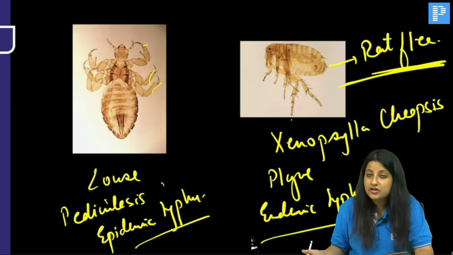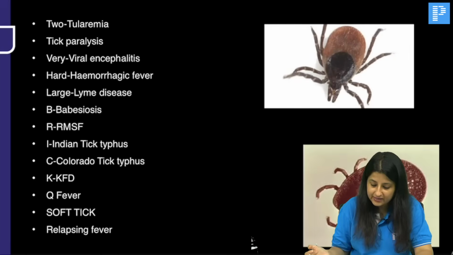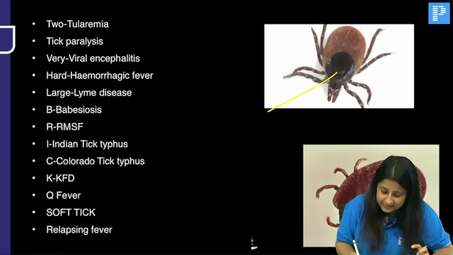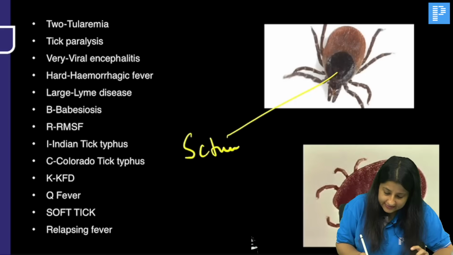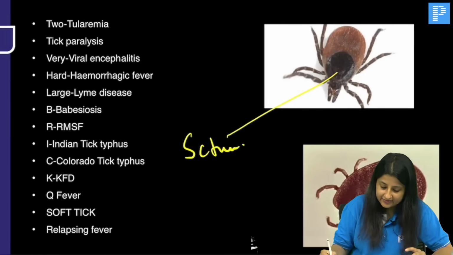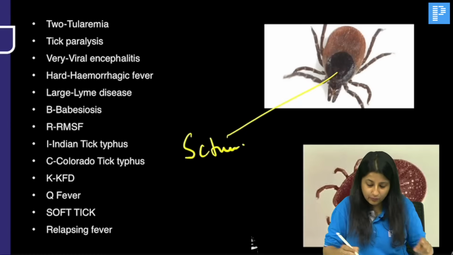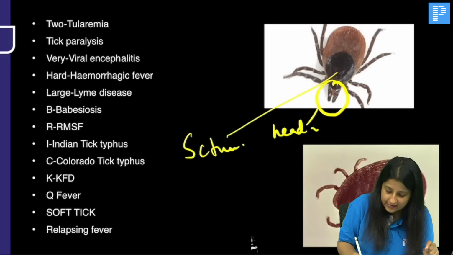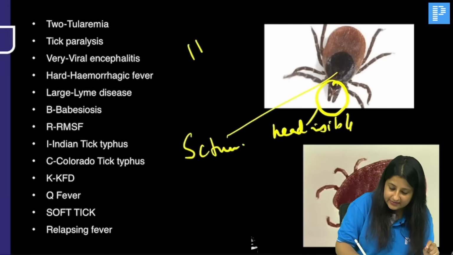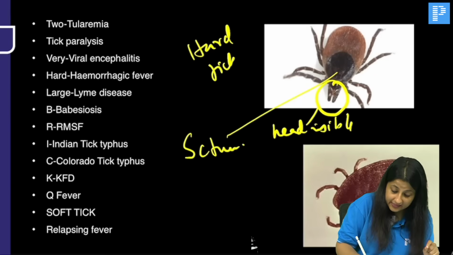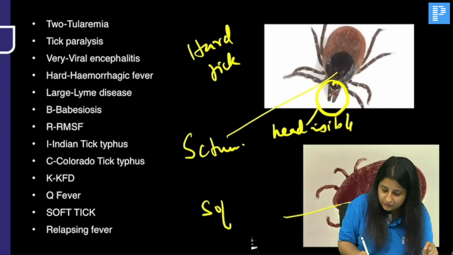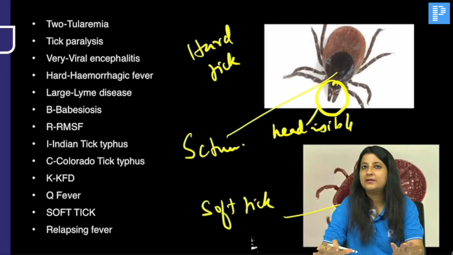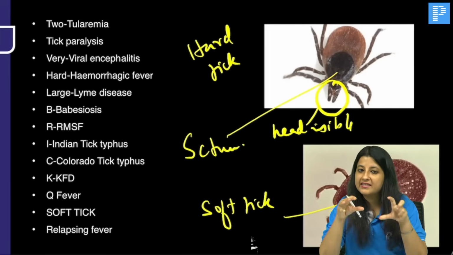Now, how do you differentiate hard tick and soft tick, everybody? So, look at this, guys. If you see over here, it has a scutum. If it has a scutum, and remember, hard tick will have its head visible. Can you see, in hard tick the head is visible? Head is visible, so this is hard tick. But if you see soft tick, it has no scutum and its head is not visible, though somehow in the image it's not there. That's how you will differentiate hard tick and soft tick.